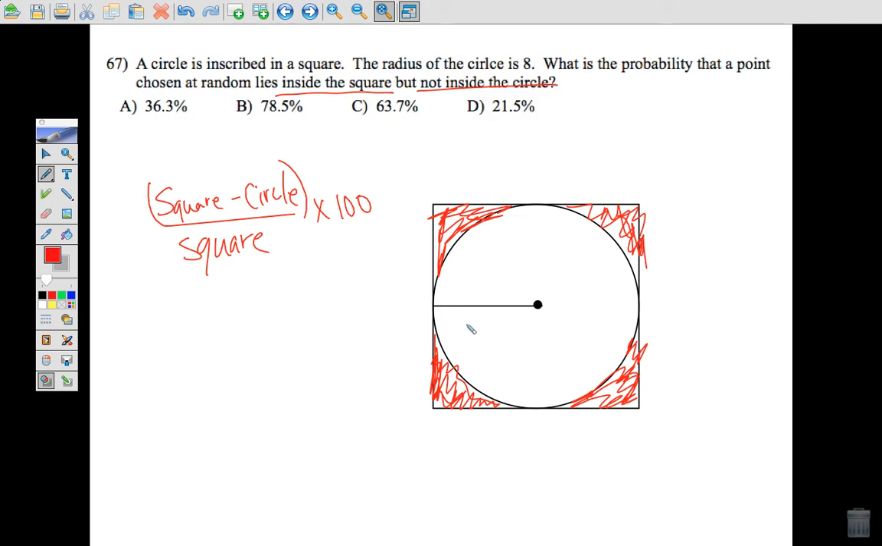Now it says the radius is 8. So don't forget circle is pi r squared. If halfway across is 8, all the way across is 16, which would make this 16 by 16. And for the square, I would just do base times height, or length times width. It's going to be 16 times 16.